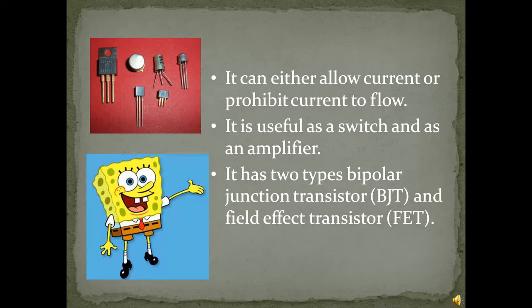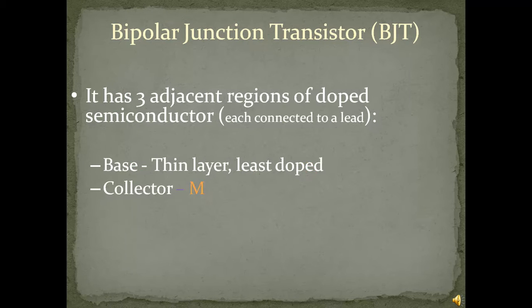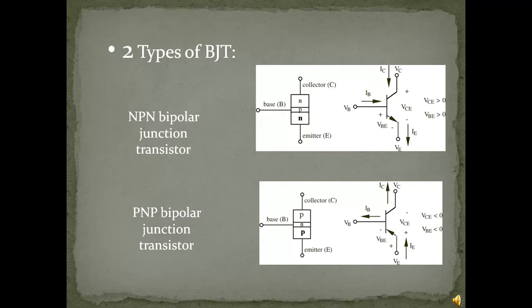It has two types: bipolar junction transistor and field effect transistor. Bipolar junction transistor has three regions of doped semiconductor: base, collector and emitter. Base is thin layered and least doped. Collector is most thick and moderately doped, whereas emitter has moderate thickness and is highly doped. There are two types of bipolar junction transistor: NPN and PNP.